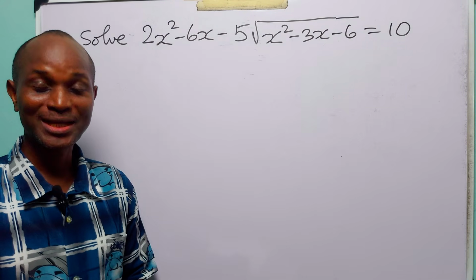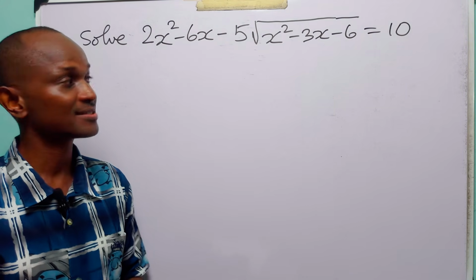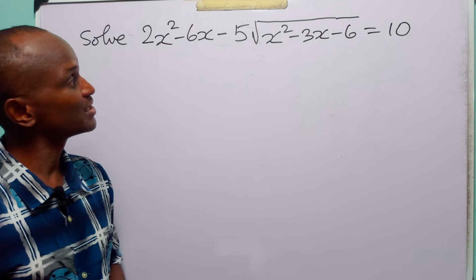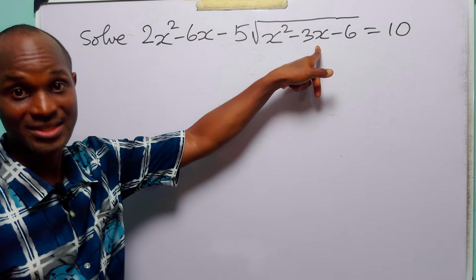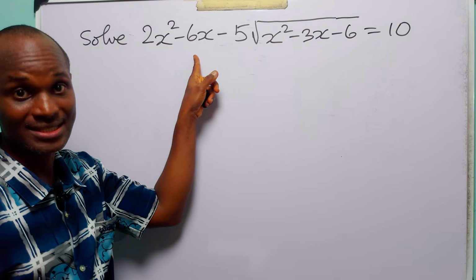Hello and welcome. In this math tutorial, our task is to find all the real values of x that satisfy this radical equation. Now, to solve this problem, notice that here we have x squared minus 3x, and here we have 2x squared minus 6x.